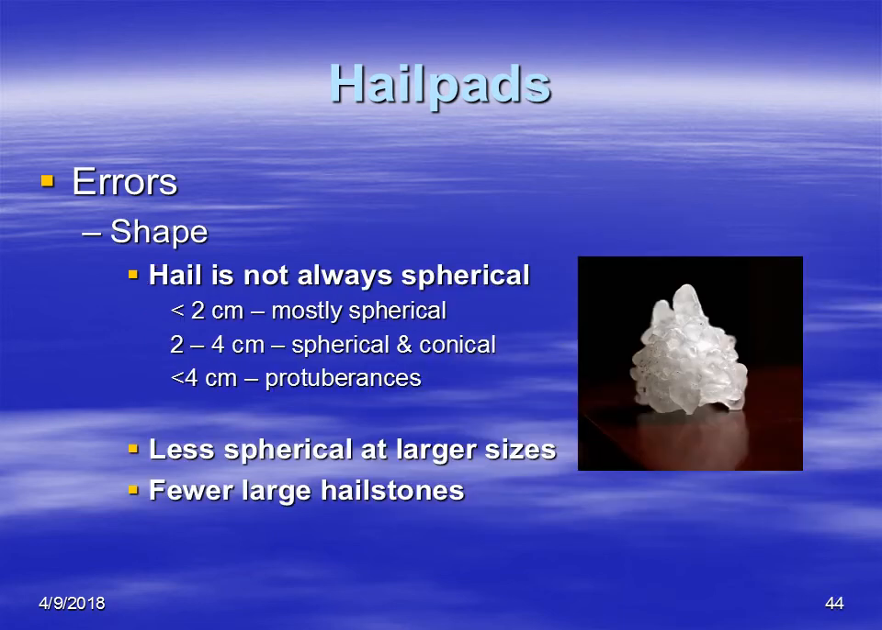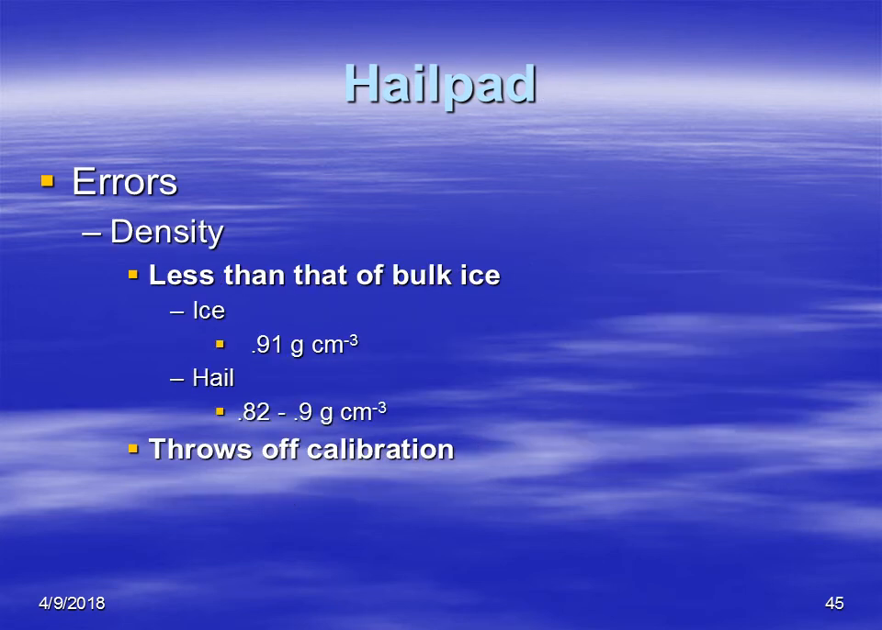Other problems: remember that hail is not always spherical. It has lumps and things like that. When it's smaller than 2 centimeters, it's mostly spherical, but once you get above 4 centimeters, it gets lumpy, and that's just because of the wet growth in the cloud. So the one saving grace is that there aren't a lot of really big hailstones. There are usually only a few in a storm. Not a few, but a very small number. So you're usually measuring mostly smaller hailstones, which are easier to measure and easier to calibrate.